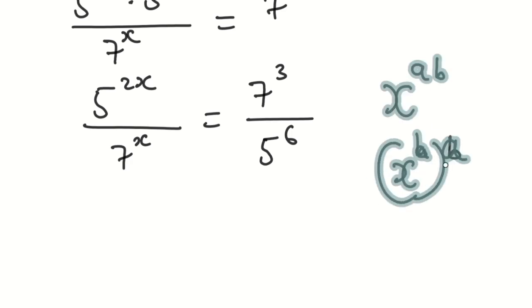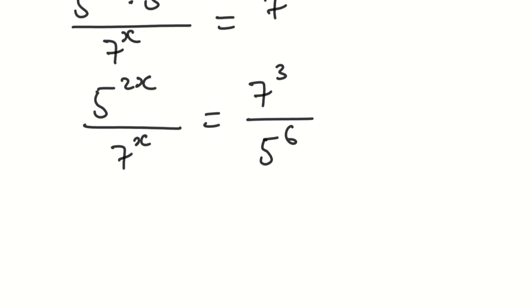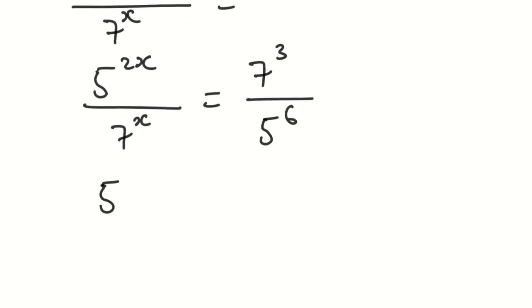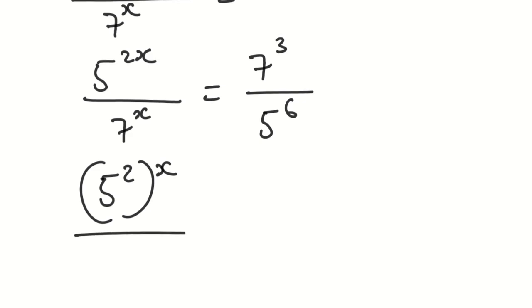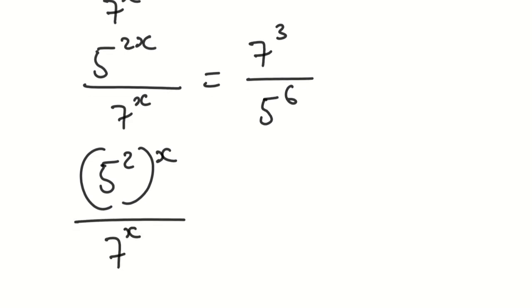So that's exactly what I'm going to be doing here. Now watch this. It's going to be 5 raised to the power of 2. I'll put a bracket here, x. Of course, if you multiply 2 and x, you get what? 2x. So nothing has changed. All right. So this is over what? 7 raised to the power of x is equal to 7 raised to the power of 3.